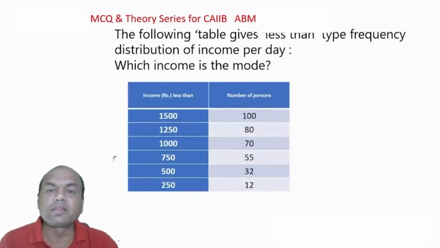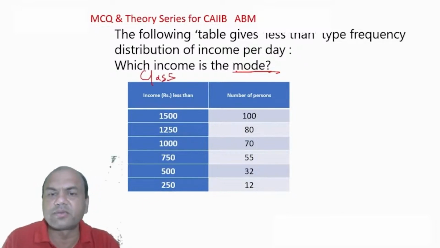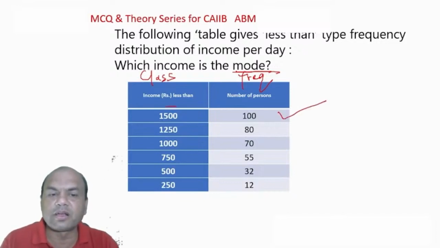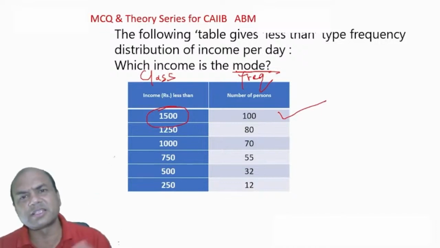The following table gives less than type frequency distribution of income per day. Which income is the mode? So I want the mode now. This is known as the class, and this is the frequency. Mode means the class having the maximum frequency. Which is the maximum frequency here? 100. So the modal class is this 1500. Simple, isn't it? In exam, if you get such numericals, it is just a cakewalk for you.